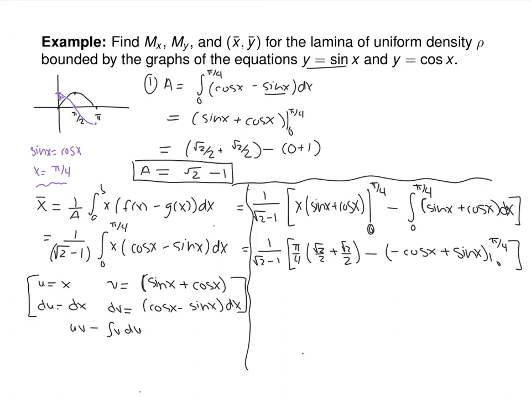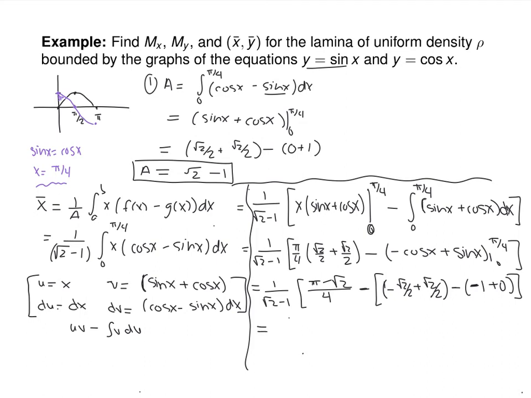Be careful with your signs. So this becomes 1 over root 2 minus 1 times pi root 2 over 4. The root 2 over 2 plus root 2 over 2 just became singular root 2. Okay, now plugging in pi quarters, we're going to have minus, brackets there. So negative root 2 over 2 plus root 2 over 2. Minus, plugging in 0, negative 1 plus 0.